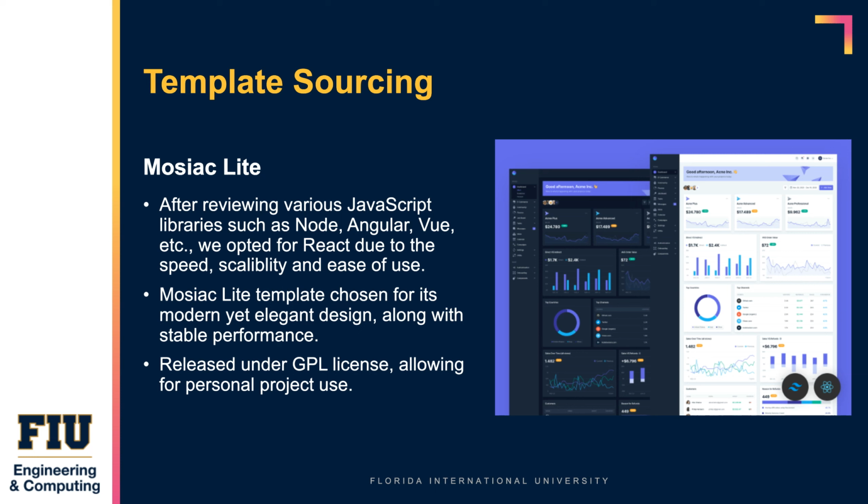So moving on to the template sourcing, we reviewed various JavaScript libraries such as Node, Angular, Vue, etc. But ultimately, we opted for React due to its speed, scalability, and ease of use, which would help our development be more streamlined. As for the specific template, we chose Mosaic Lite because of its modern yet elegant design, along with its stable performance and nice animations, and it was released under the GPL, allowing it for personal project use.